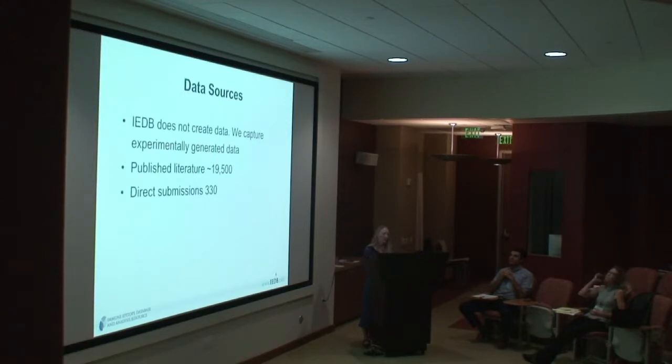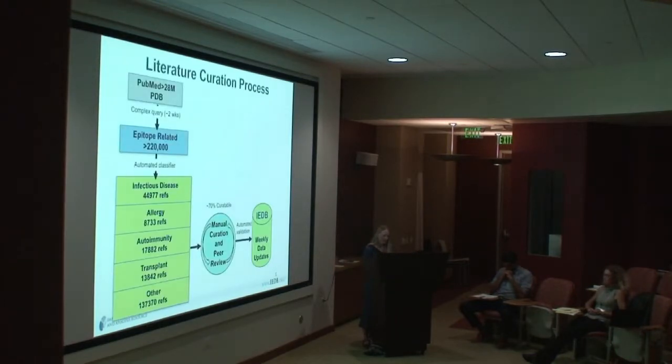So we don't create the data, we capture experimental data from the literature. As Bjorn mentioned, those are the current numbers. We go to PubMed every 2 weeks, so we're always adding new data. And this is the process. So we do a complex PubMed query every 2 weeks to find things that are epitope related. We have a standing query that we run that is published. And we find all the epitope related literature that's come out since the last time we did it. And then we have an automated classifier that reads the abstracts and puts the articles in certain categories, and the ones that we curate in the semester.